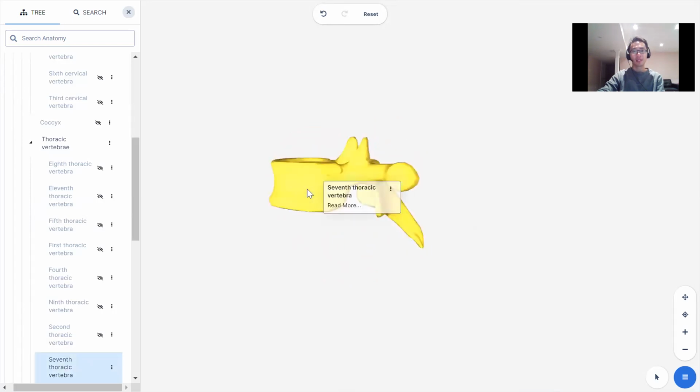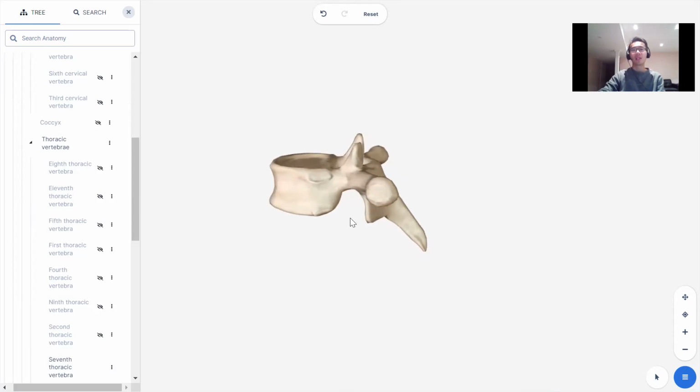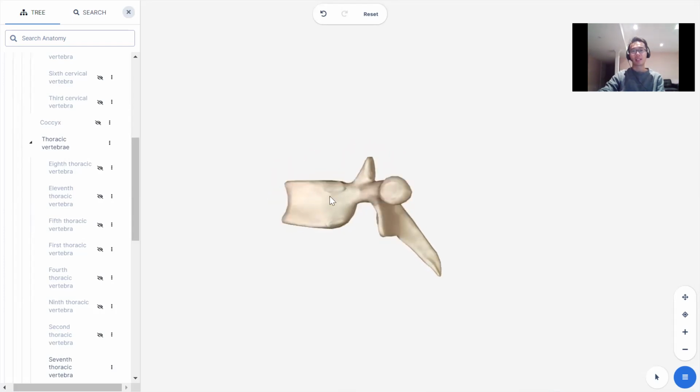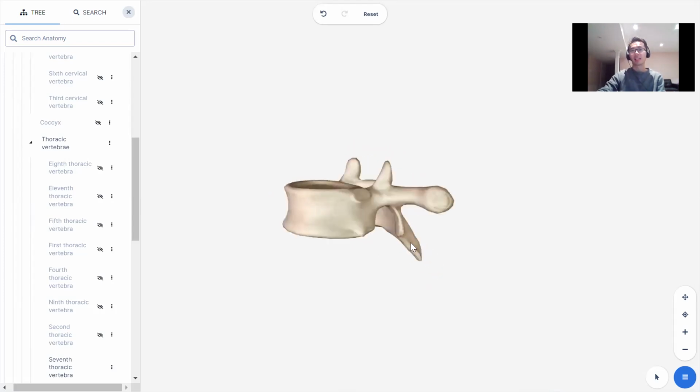Let's say this one is T7. These two superior articulate processes will form a joint, will articulate with the inferior process of C6 on top. Again, this is 7, so on top is number 6, and at the bottom is number 8. The superior process will connect with the inferior process of the one above, and the inferior process will connect with the superior process of the one below.